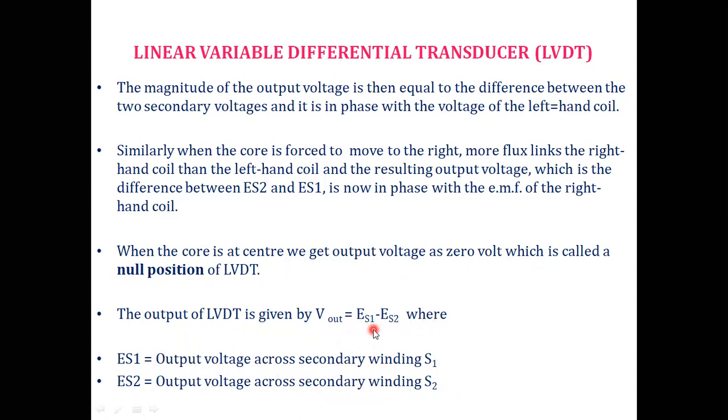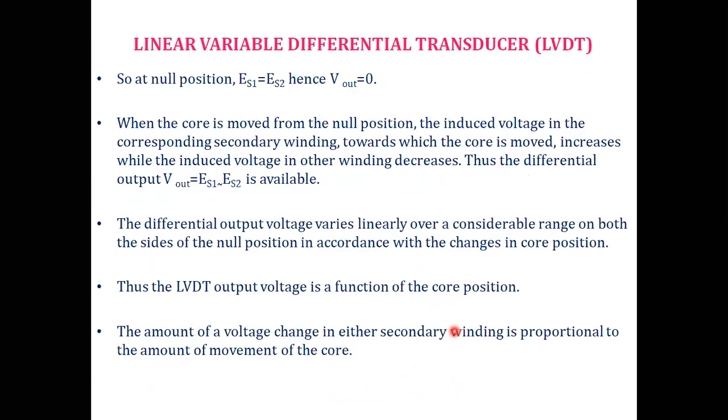V naught is equal to ES1 minus ES2. At the null position, ES1 is equal to ES2, so the output voltage is going to be 0. When the core is moved from the null position, the induced voltage in the corresponding secondary winding towards which the core is moved increases, while the induced voltage in the other winding decreases. If one winding has more, the other winding has less.